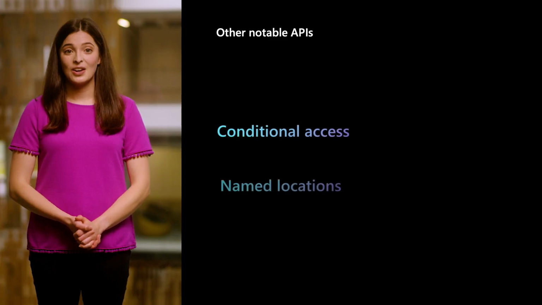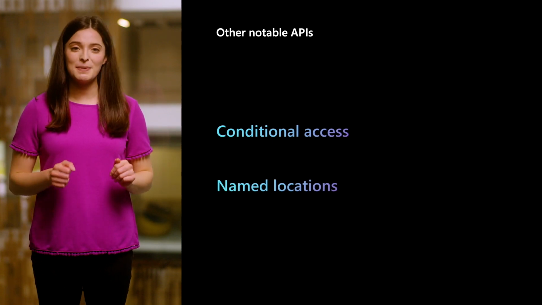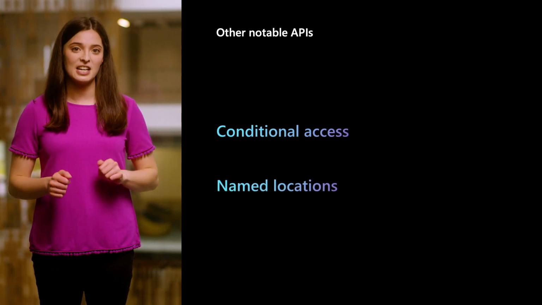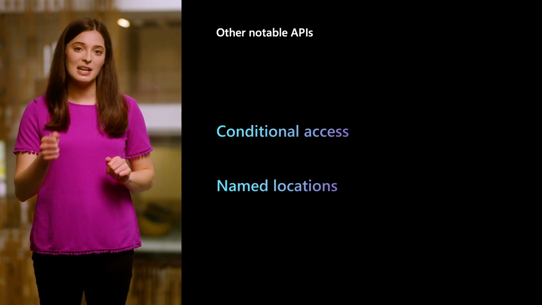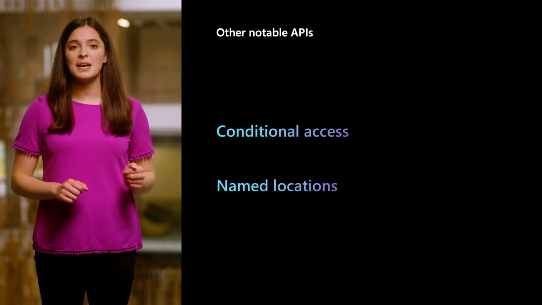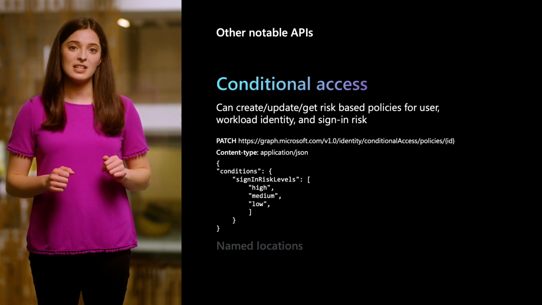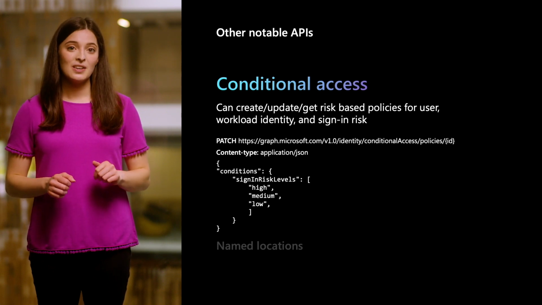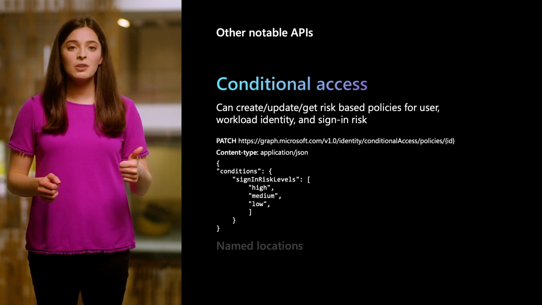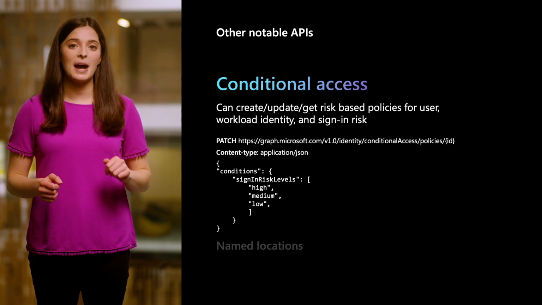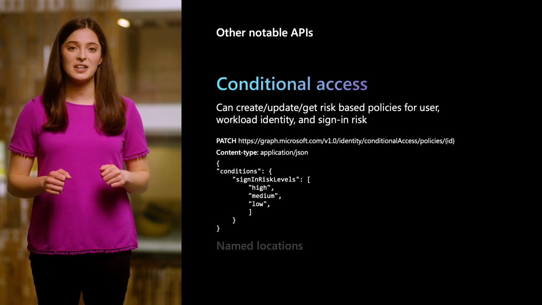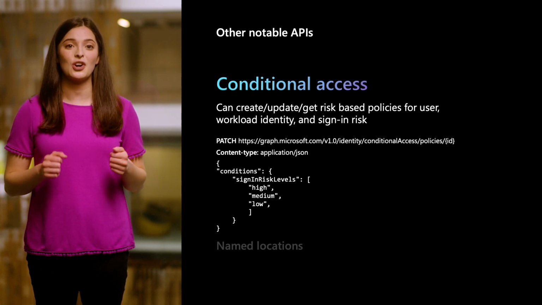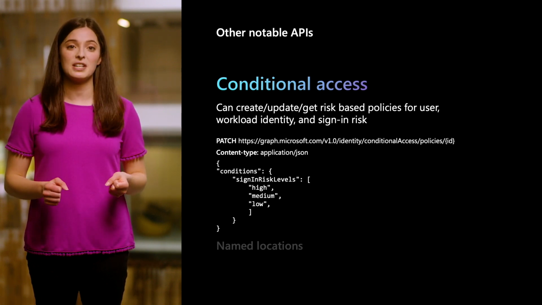Sarah, what are a few other notable APIs that we should be aware of as we're looking to secure our identity infrastructure? There are some other important complementary APIs that can help you be successful with identity protection: conditional access and named locations. The conditional access APIs allow you to easily create policies that can be triggered by sign-in risk, user risk, and workload identity risk. You can configure these policies to block, require MFA, or prompt a secure password change when these types of risks are detected.